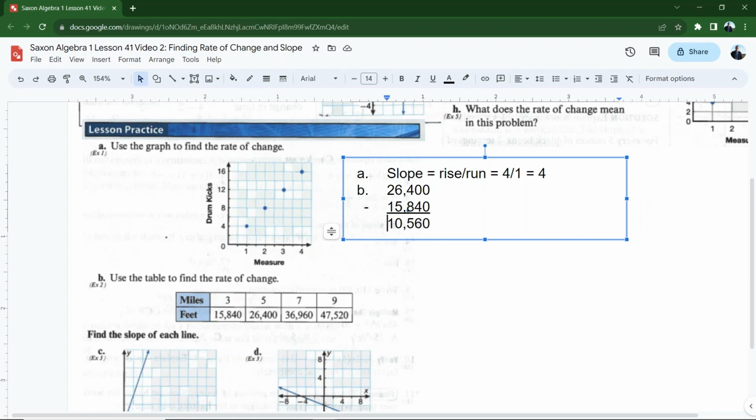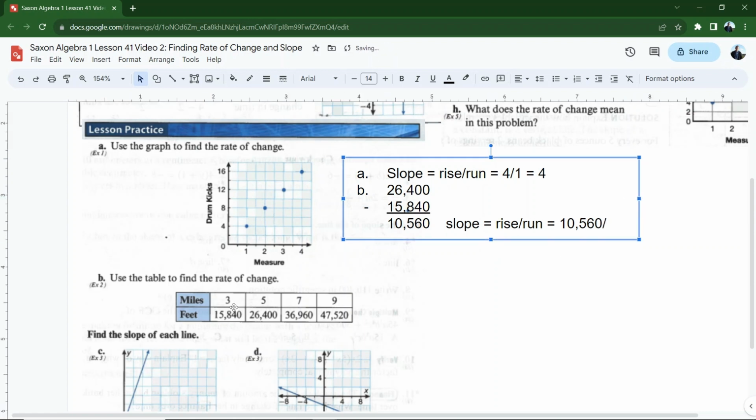So that means that for every 2 that I go over, remember, my slope equals rise over run. My rise is actually going to be my feet value. So it's going to be 10,560. And then my run is going to be how far over in the x I go. For every 2 miles I go up by 10,560 feet. I'm going up by 2 miles each time in the chart, so it's going to be over 2.